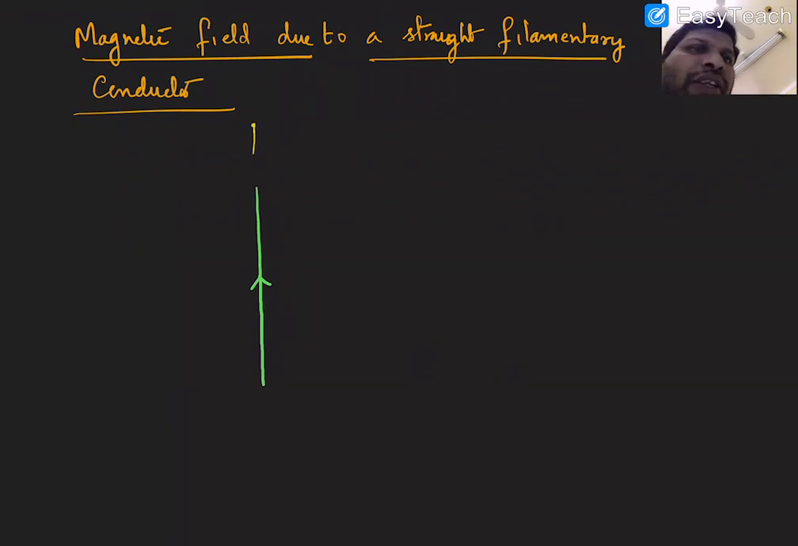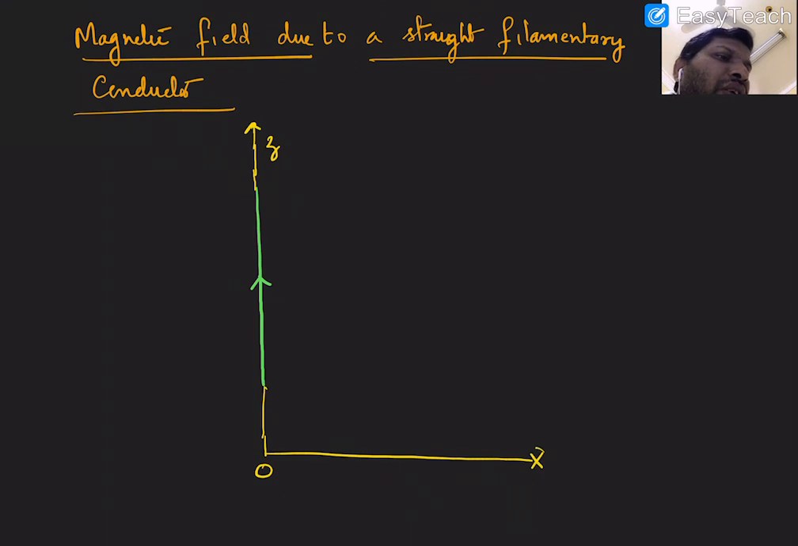So let us assume that the current is carried along the z direction. So this is the z axis. So along the z axis the current is carrying, and maybe this is the origin O, okay. Now I want to find what is the magnetic field at this particular point. So the current carrying conductor can be shown like this. It is having a length A to B, okay.